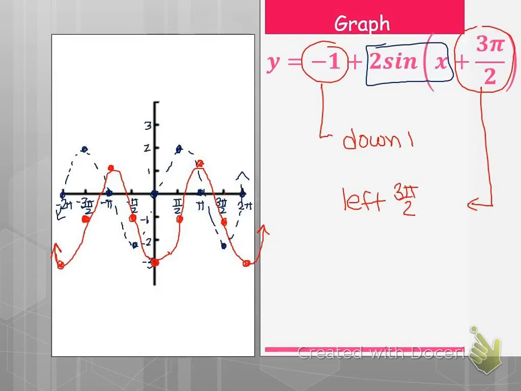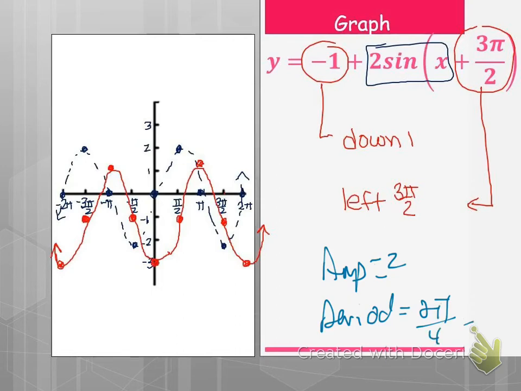And there you go. Your last graph should look like this. Okay? Parent function, amplitude is 2. Period is 2 pi. Divide by 4. Every tick mark is worth pi over 2. So that means we're going to shift everybody down 1 and left, yes, 3 pi over 3, which basically means 3 tick marks.